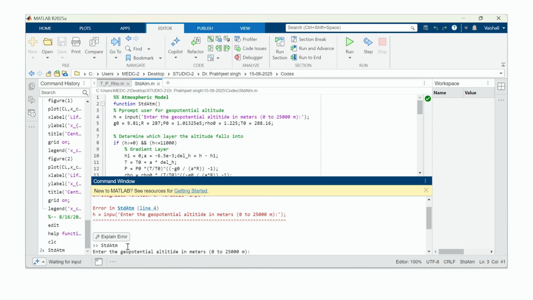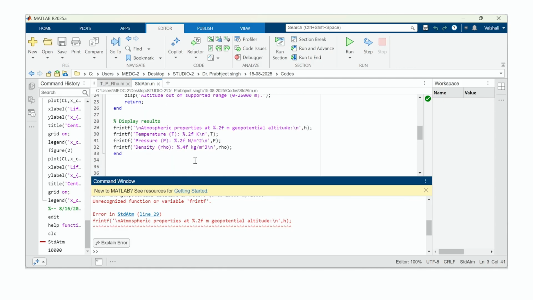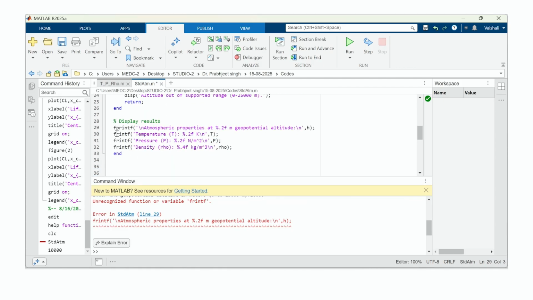Now see here, MATLAB is prompting us, enter the geopotential altitude in meters, 0 to 25,000 meters. So let me enter 10,000 meters. Okay, so 10 kilometers. Alright. Okay, and then we have another error here, printf. Alright, let me write here print.